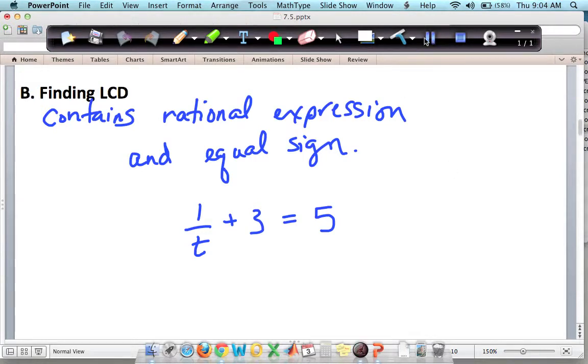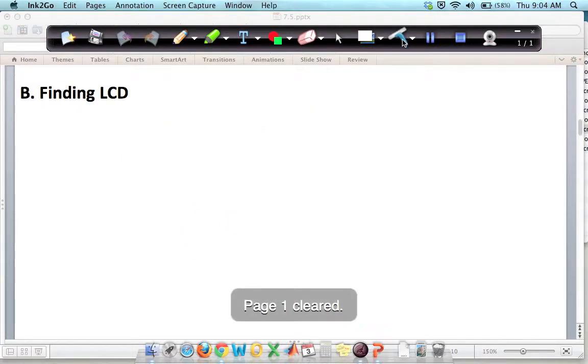Okay, so when you're solving a rational equation, you're going to need to find the LCD, or the lowest common denominator. Just like when you have fractions, to remind you, if I'm adding 1/2 plus 1/4, we need to find the LCD of these denominators before we can add them. We're going to do something similar, but we're going to be looking for the LCD so that we can get rid of our fractions so we can solve. So how do you find the LCD?